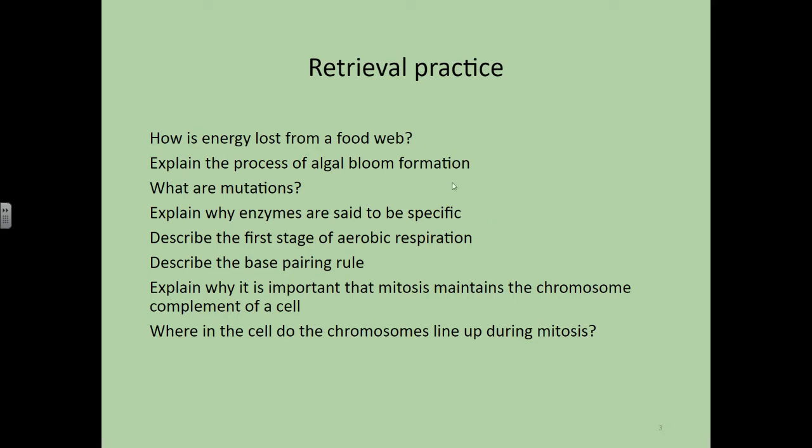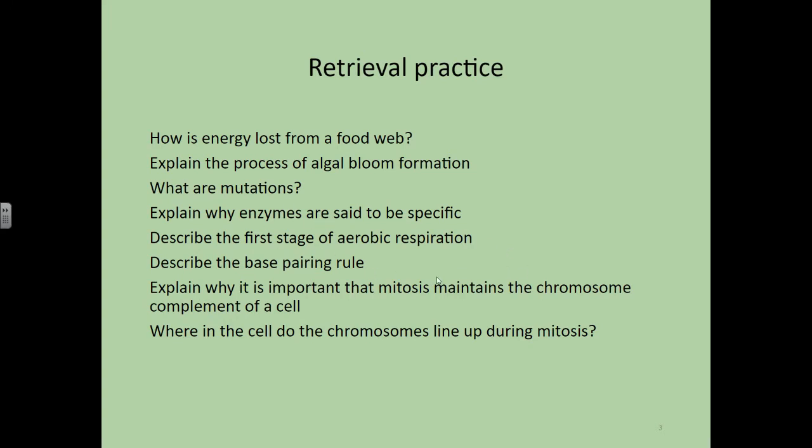Mutations are random changes to the DNA of an organism. Enzymes are said to be specific as they have an active site which is complementary to only one substrate. The first stage of aerobic respiration would be glycolysis. It's the first stage of fermentation also. So glucose is broken down to pyruvate. That produces a little bit of ATP, and it's breaking chemical energy down to other chemical energy. The base pairing rule is A to T, C to G, so adenine to thymine and guanine to cytosine.